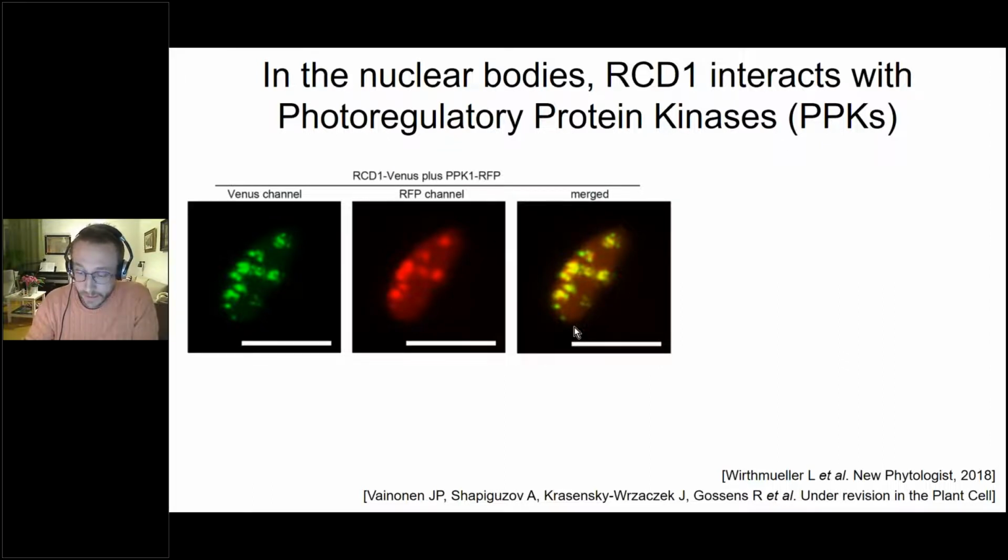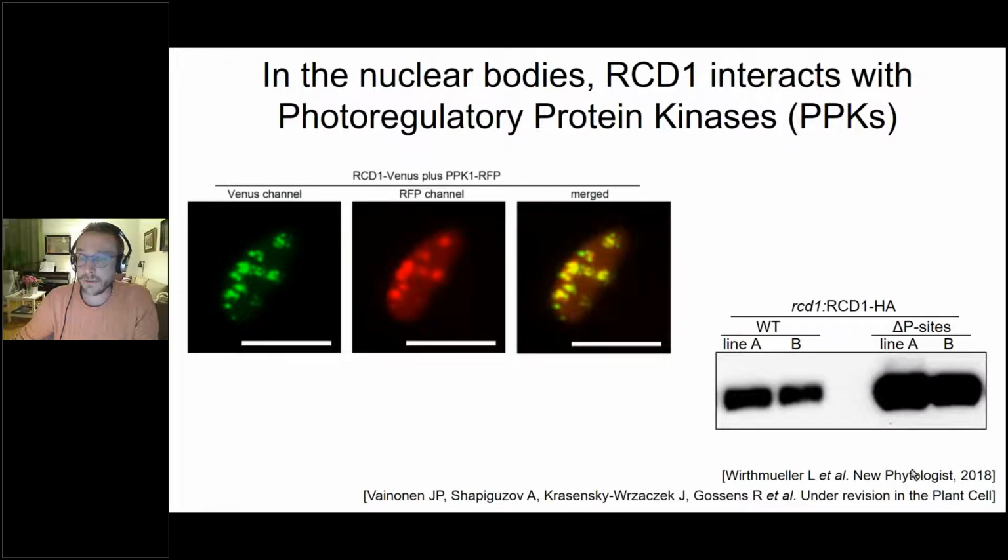These PPKs have been studied and known as regulators of photoreceptor signaling and abscisic acid signaling. They bind to components of phytochrome or cryptochrome signaling and phosphorylate them, and this phosphorylation frequently targets them for degradation. And actually, we see that if we mutate away the phosphosites that are phosphorylated by these PPK kinases in RCD1, then RCD1 starts accumulating to higher amounts than the wild-type RCD1. So it looks like this binding to PPKs in the nuclear bodies is facilitating degradation of the protein.